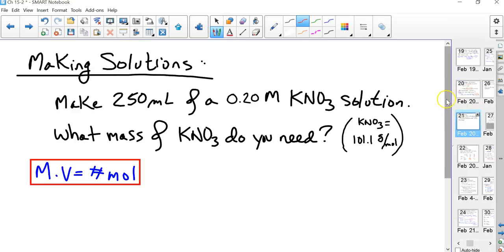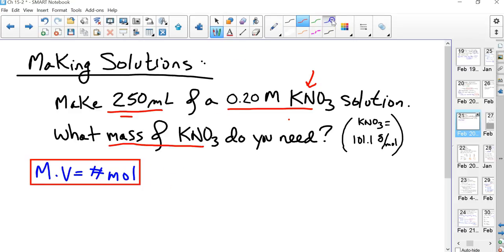Let's do one more. Same idea. The reason we do this is because very often you're asked in chemistry to mix up certain volumes of a certain molarity of solution. So let's say you are charged with making 250 mL of a 0.2 molar potassium nitrate solution. So you go over to the lab hood, measure out some mass of this solid, potassium nitrate, a white crystalline solid, and then mix it into 250 mL of water. Well, what mass? That's the question. What mass of potassium nitrate do you need?